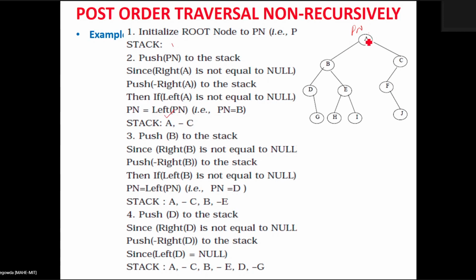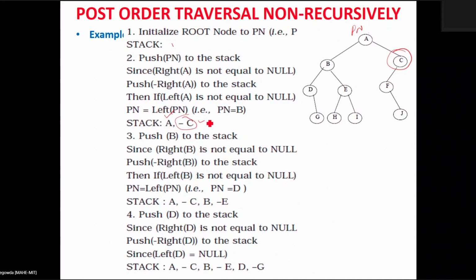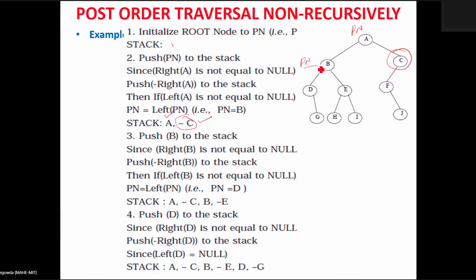Then the right subtree for A is present, so you have to negate this value, or put a flag, a negative value, and push it onto the stack. I am calling it the negated value of C, so that is pushed onto the stack. Now the state of the stack will be A, minus C. Then if left of A is not equal to null, which it is in this example, you make Pn point to the node B.